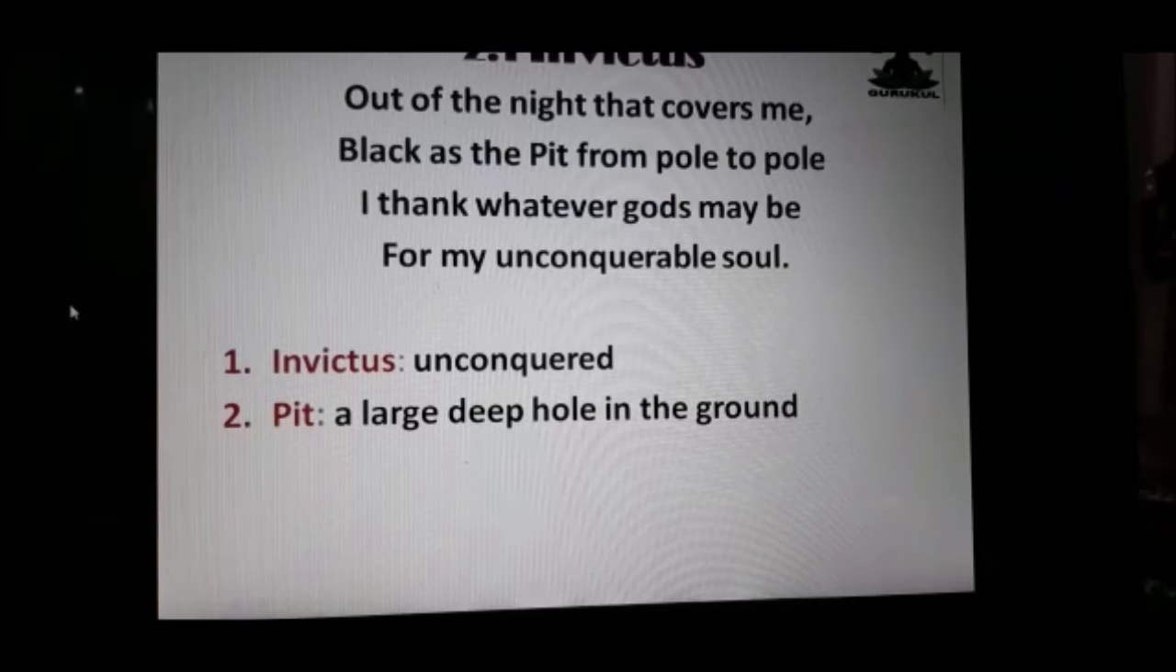Here Henley says that he is specially thankful to the gods, or he takes time to thank them for giving him a soul that cannot be conquered, which cannot be conquered. That means he is not able to give up. Moving ahead to the next paragraph.